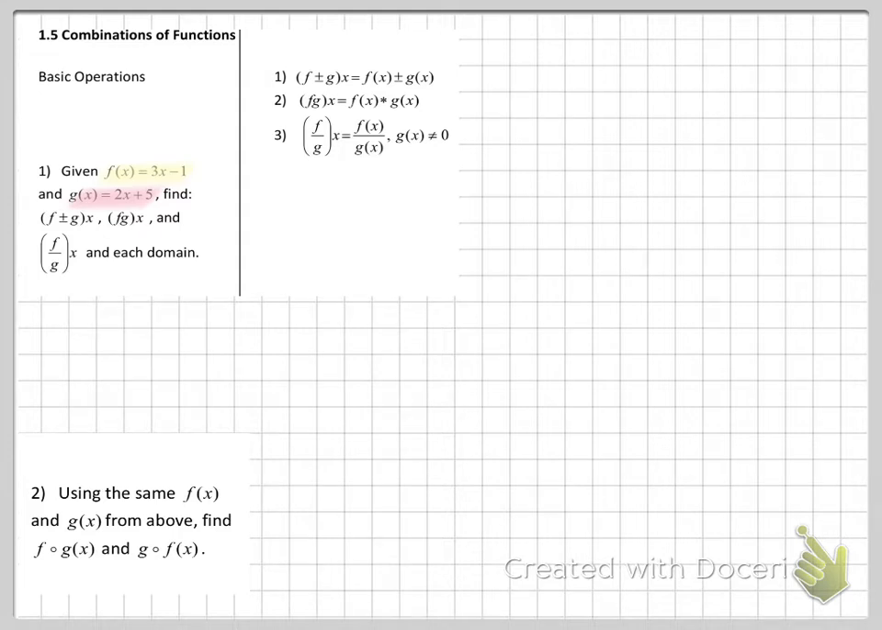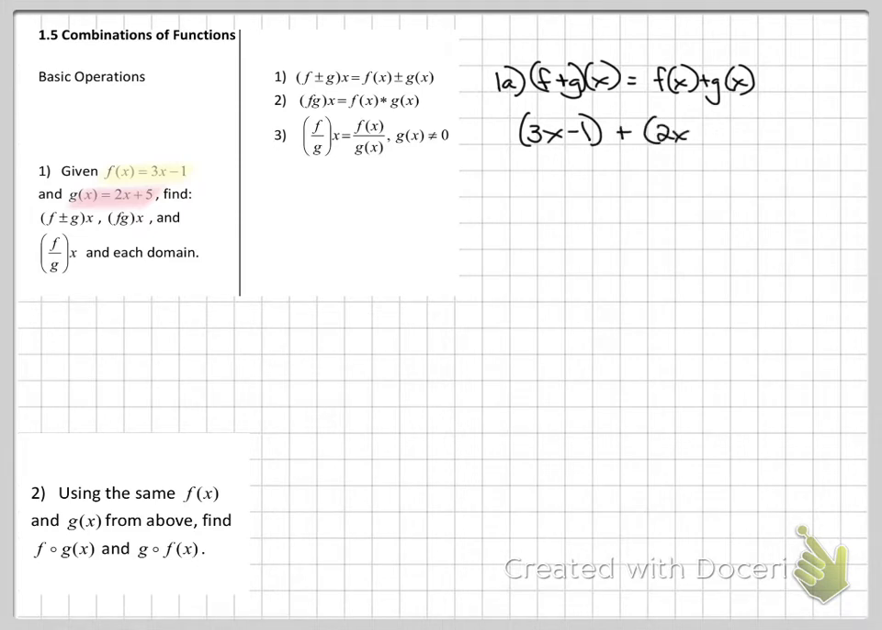So I'm going to do my work over here. 1a, I'm going to call it. If we do f plus g of x, notice we could write it like that, or we could write it like f of x plus g of x. It means the same thing. I'm going to take equation f, 3x minus 1, and add equation g, 2x plus 5. Technically, for addition, the parentheses don't do anything, so it's literally combining like terms. 3x plus 2x is 5x, negative 1 plus 5 is 4. The answer to 1a gives you 5x plus 4.